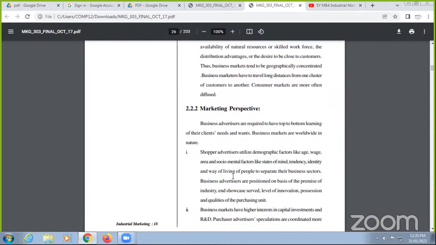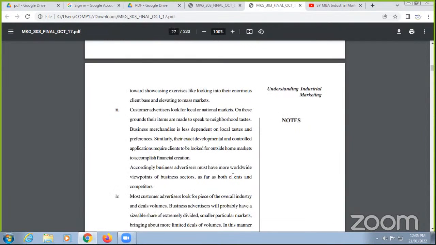Business advertisers are segmented on the basis of industry and market level, and the level of innovation, preparation, and qualities of the purchasing unit. Customer advisors look for local or national markets. On these grounds, their items are made to appeal to local taste. A business marketer depends less on local taste and preference.